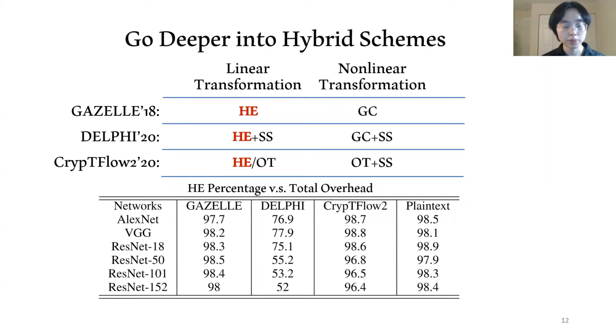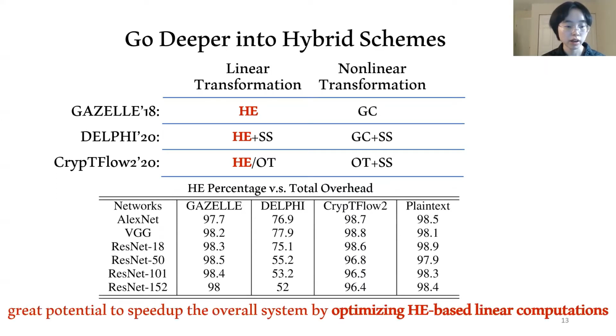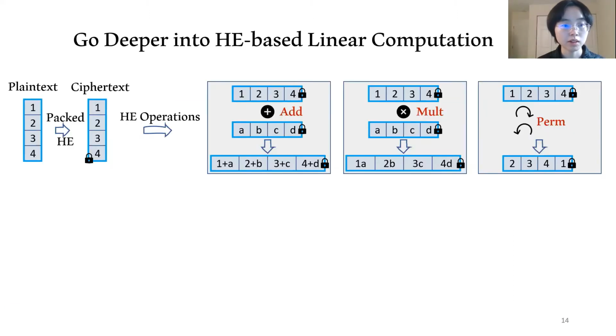Now let's see the HE percentage in the total overhead. We can see that the homomorphic encryption takes a large part of the total overhead in state-of-the-art neural networks. So there is great potential to speed up the overall system by optimizing the HE-based linear computations. Now, let's go deeper into the HE-based linear computation.